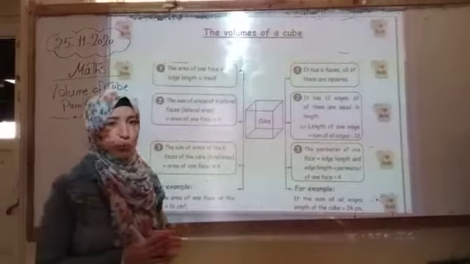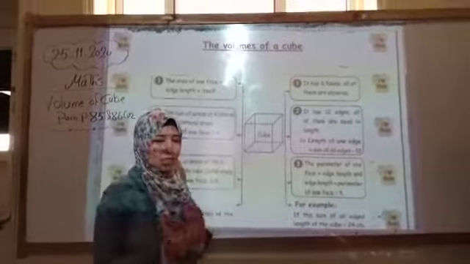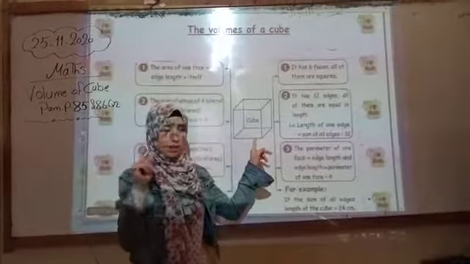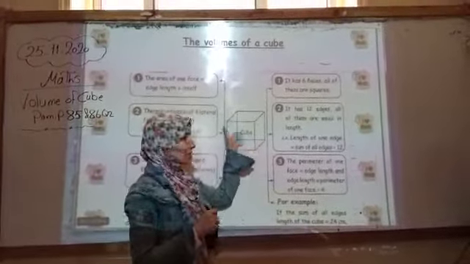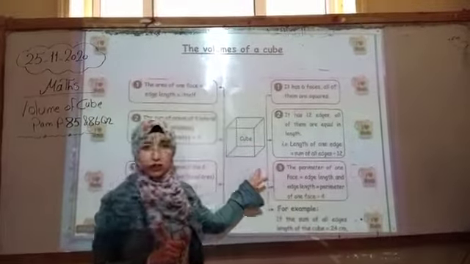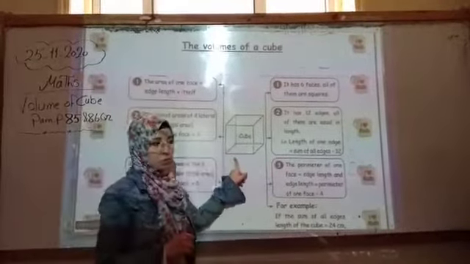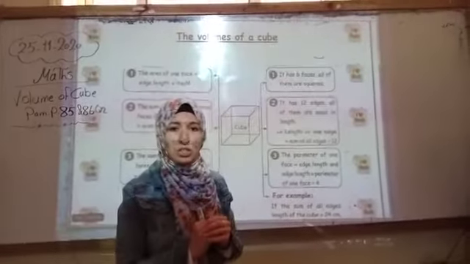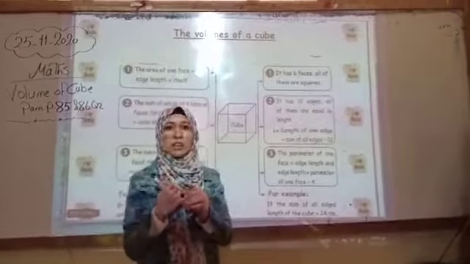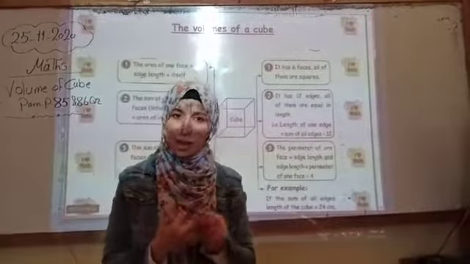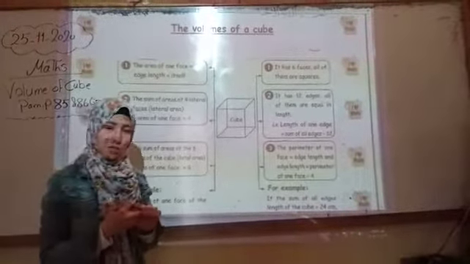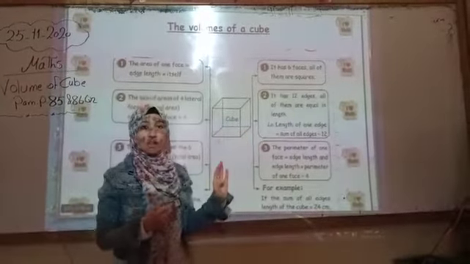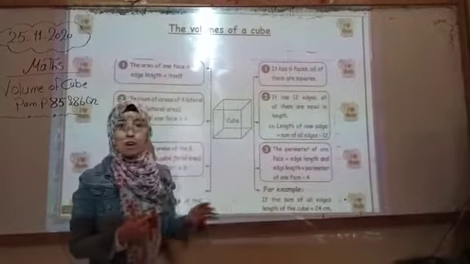Volume of cube. You know cube? We said cube has what? Cube has 6 faces, 8 vertices, 12 edges. Okay? Volume of cube. Cube has, like cuboid, 3 dimensions. We know cuboid has length, width, and height. But cube has length, width, and height, and all of them are equal.